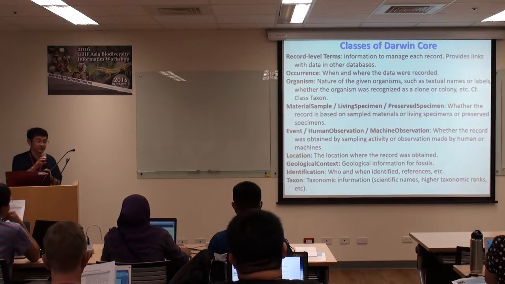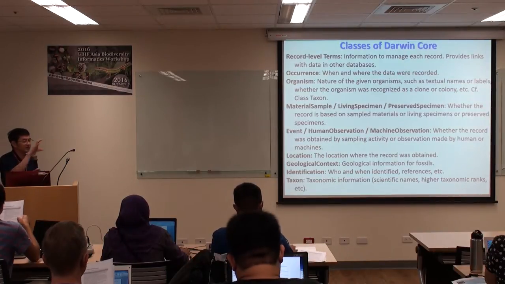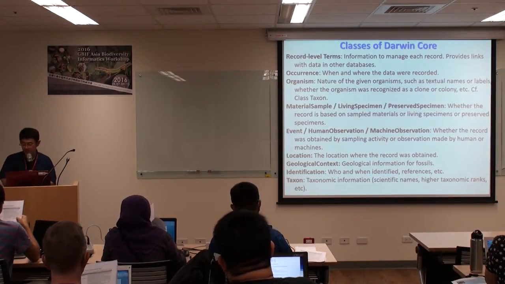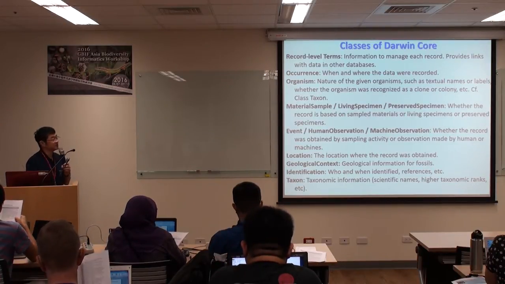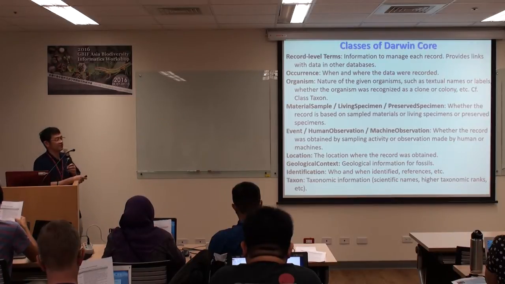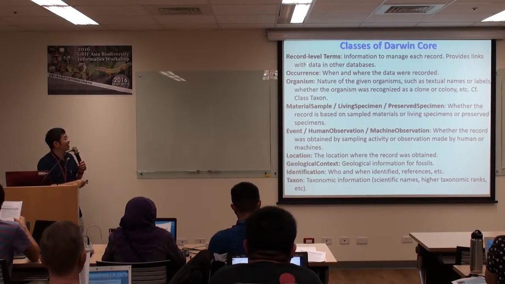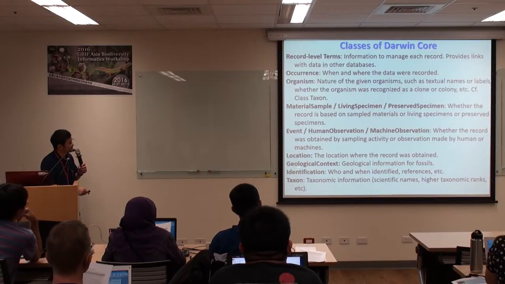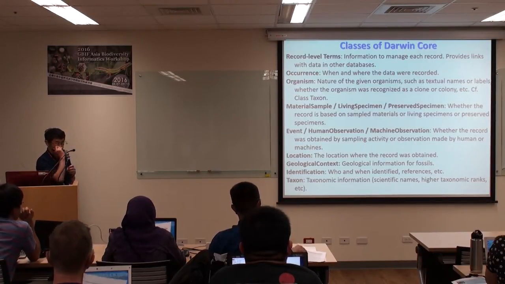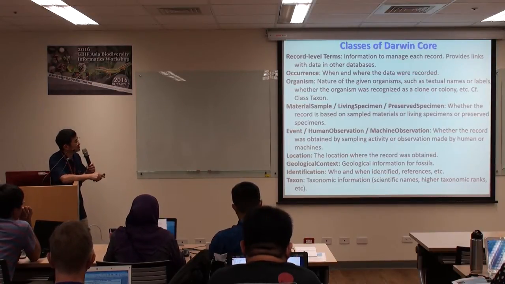Well, since Darwin Core is more than 150 fields, so many terms, it is clustered. It has been grouped into several groups called classes. Class is a taxonomic term, but it is used with a different meaning in Darwin Core. Okay, how many are there? 1, 2, 3, 4, 5, 6, 7, 8, 9. Nine classes. And the first one is about the record-level terms.